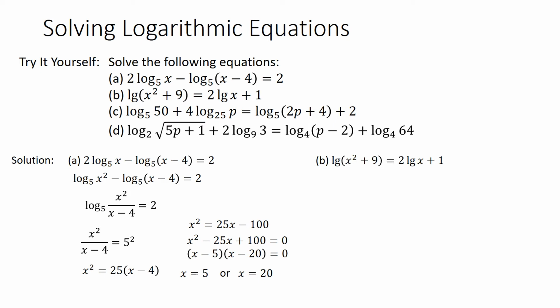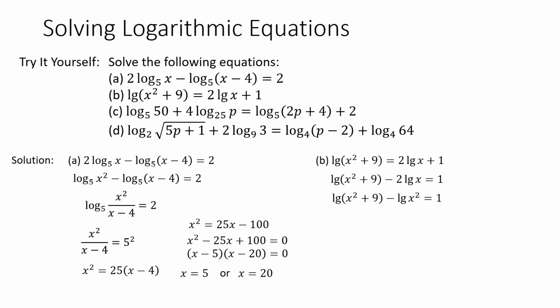For b, log of x squared plus 9 equals log x plus 1. From here, again, we can see there's a constant 2 multiplied with the log x. We can bring this term to the left hand side first, then we can increase the constant, becomes log x squared. So the equation becomes log bracket x squared plus 9 minus log x squared equals 1.